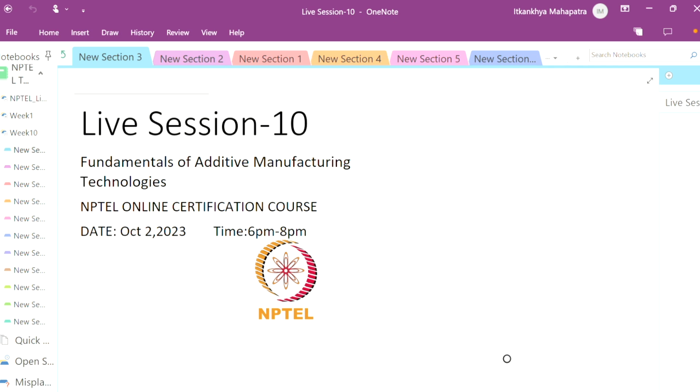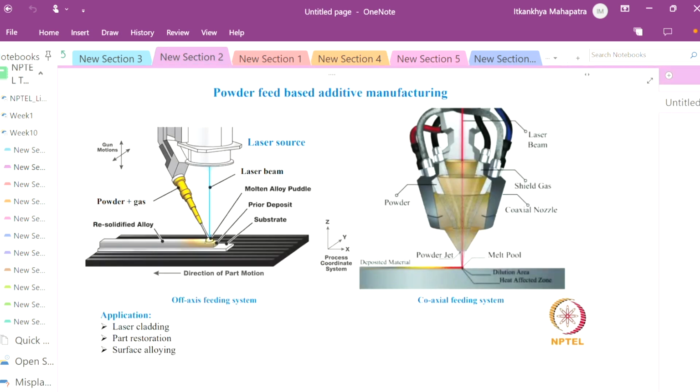Today we will discuss the powder feed based additive manufacturing method.